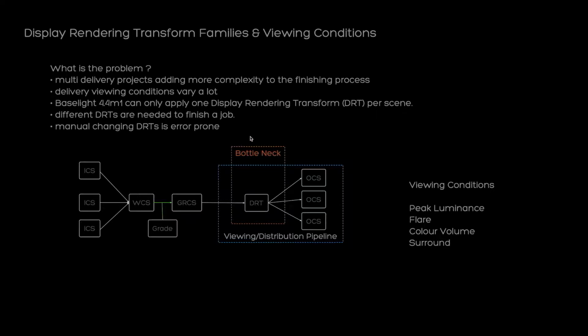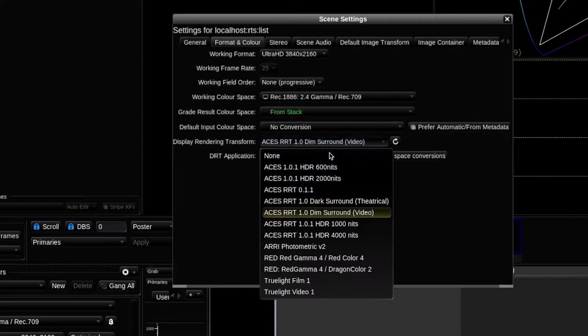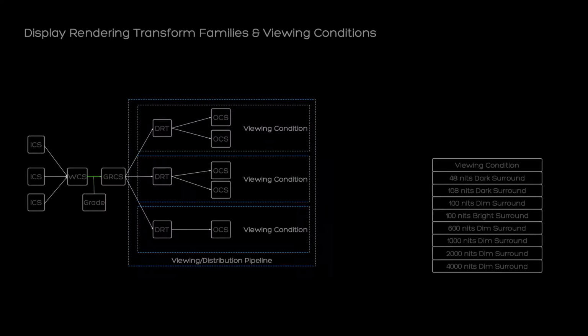The current situation in 4.4M1 is that the user needs to choose different DRTs depending on different output color spaces for the same scene manually. This is very error prone and annoying. Also, we can see that the list of DRTs would become very, very long over time. Therefore, in Baselight 5.0, we introduced the concept of DRT families. A DRT family is a collection or a group of DRTs which tries to produce the same visual appearance of an image for different viewing conditions.